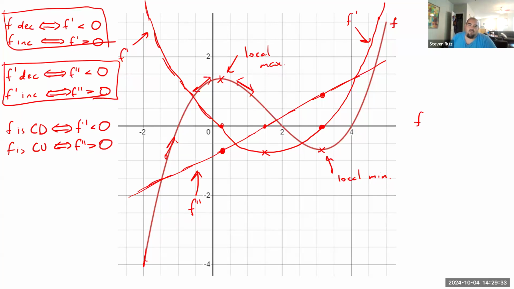Until I reach this point, when it looks like the slopes of my original function f are starting, metaphorically speaking, to rebound. They're starting to increase from this point on. And that also matches with the inflection point, or where my second derivative equals 0, because my second derivative has become positive now. So we'll talk a lot more about this.